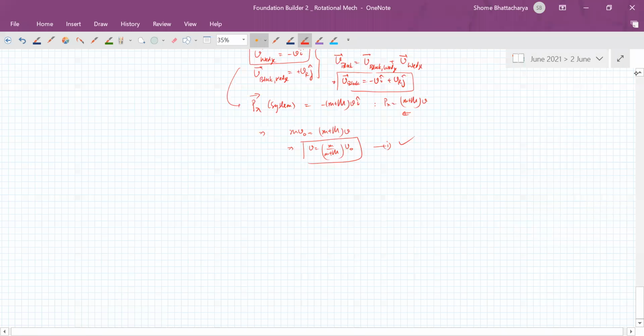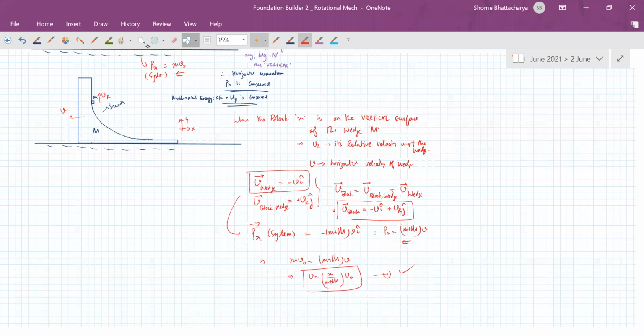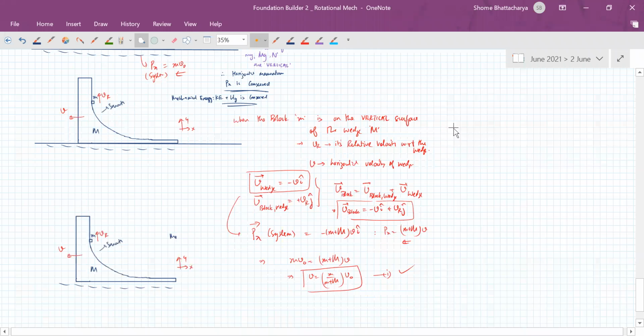Yes, sir. Okay. Now the next part: by the time the block reaches this position, its vertical component of velocity would have reduced even further because it's going against gravity. By the time it has reached here, its relative velocity has, let's say, become some v prime. This v prime is relative to the wedge, and the wedge is moving with the same horizontal velocity V as earlier, because that is not getting affected now.